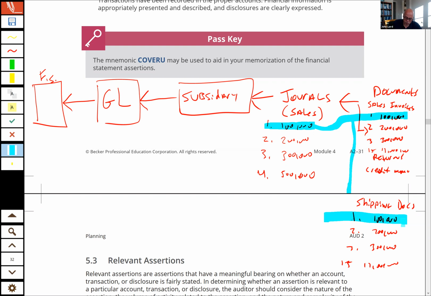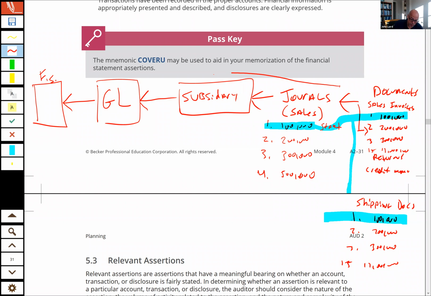Are you, as an auditor, satisfied that there was 100,000 for sale number 1 that was entered in the sales journal? Are you satisfied with that first entry? I'm going to start here, and I'm going to go and find these documents. And of course, we're making sure that the journals reconcile to the general ledger. General ledger reconciles to the financial statements.